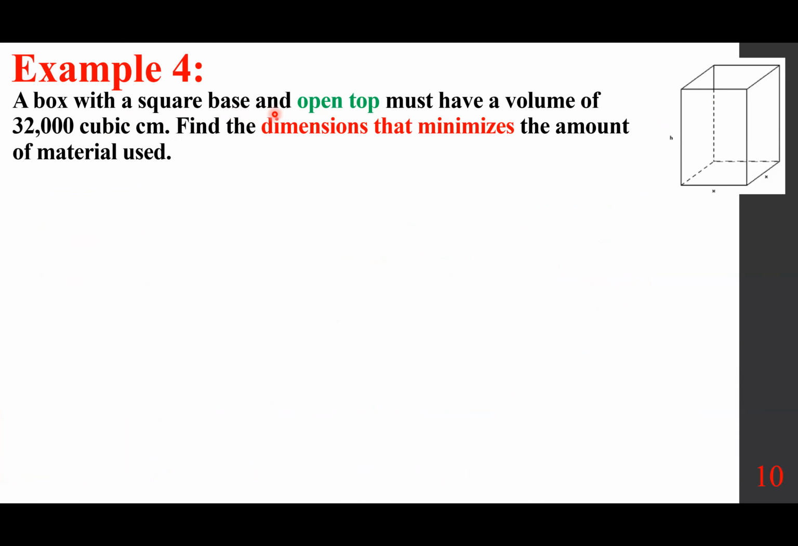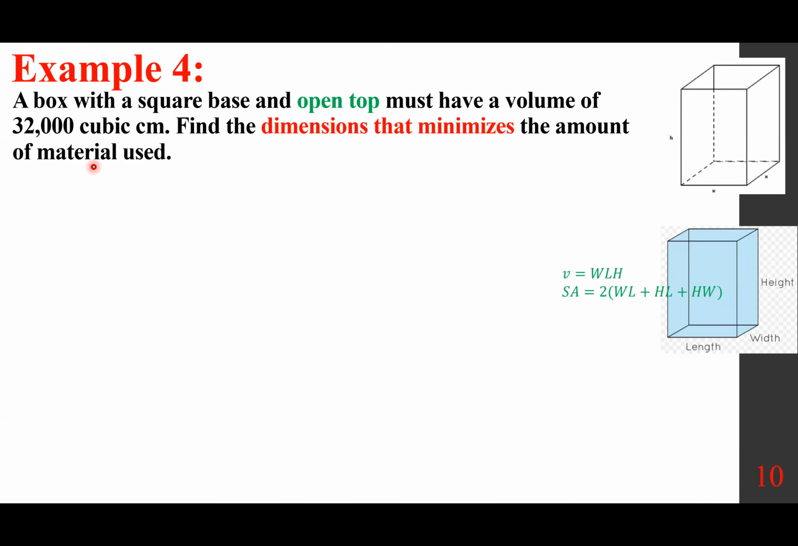A box with a square base and open top must have a volume of 32,000 cubic centimeters. Find the dimensions that minimize the amount of material used. So let's remind everyone of a couple of pieces of information from geometry. So this is a rectangular solid. Here's the width, here's the length, here's the height. The volume is the product of the three.